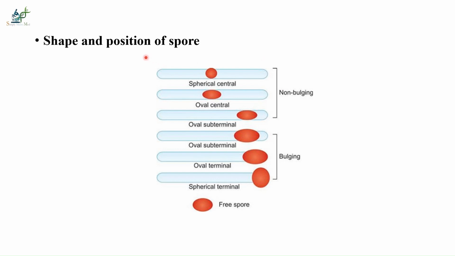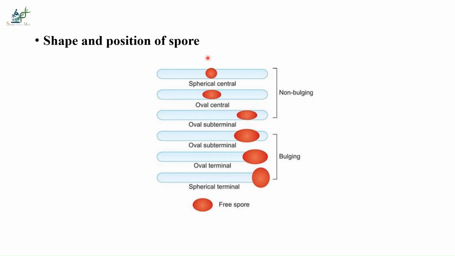Shape and position of spore. You can see the first one is a spherical central spore. That means the spherical-shaped spore will be seen in the center of the bacterial cell, and it is non-bulging type. This one is oval central, which means the spore shape is oval and it is located in the center of the bacterial cell. And this is oval subterminal. That means the structure of the spore is oval and it is present in the subterminal area.